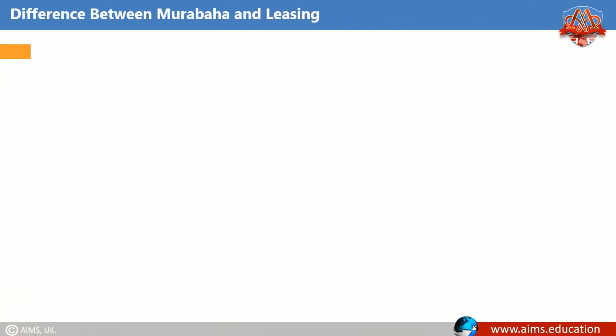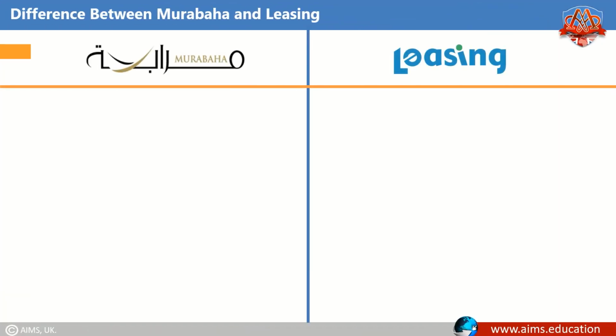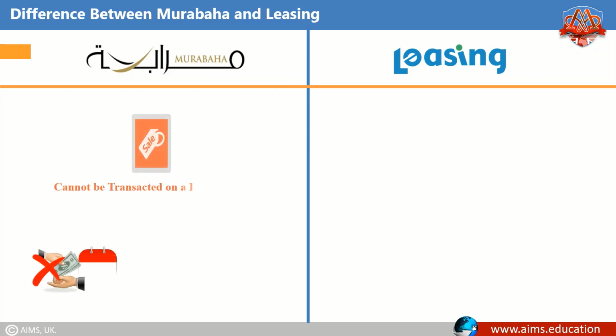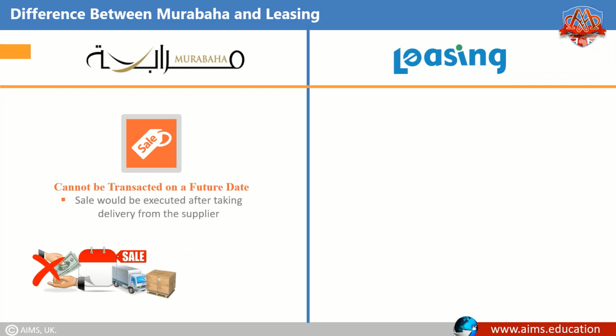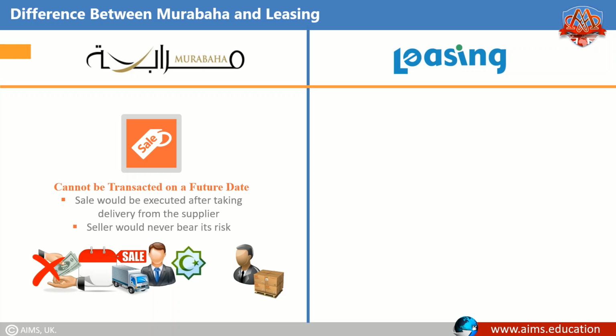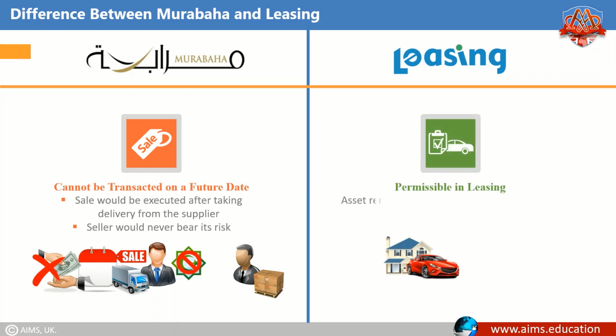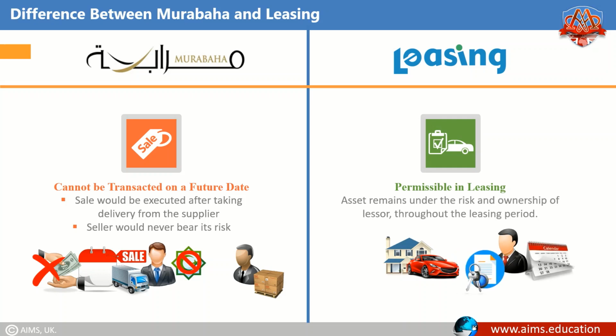Difference between Murabaha and leasing. Murabaha cannot be transacted on a future date because the sale would be executed simultaneously after taking delivery from the supplier, and the seller would never bear its risk, which Sharia does not permit. However, it is permissible in leasing because the asset remains under the risk and ownership of the leaser throughout the leasing period.